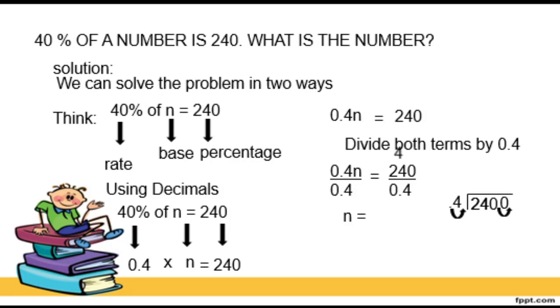2,400 divided by 4 is equals to 6. And then 6 times 4 is 24. And then that is equals to 60 divided by 4 is 0. Then multiply. Then subtract again. Then 0 divided by 4 is 0. And then 0 times 4 is 0. So therefore, the answer is 600. The number is equals to 600.